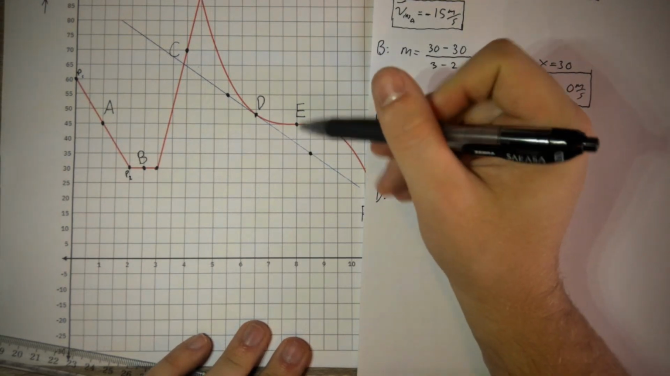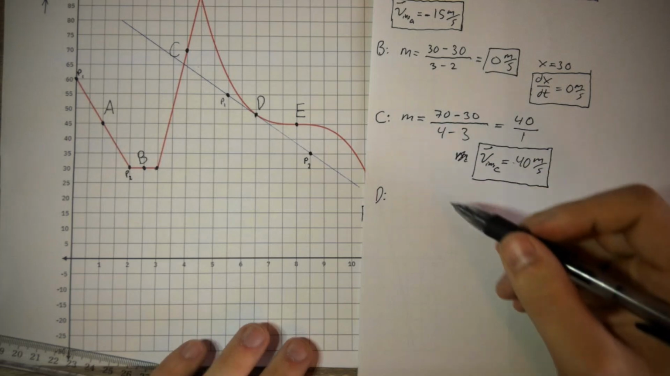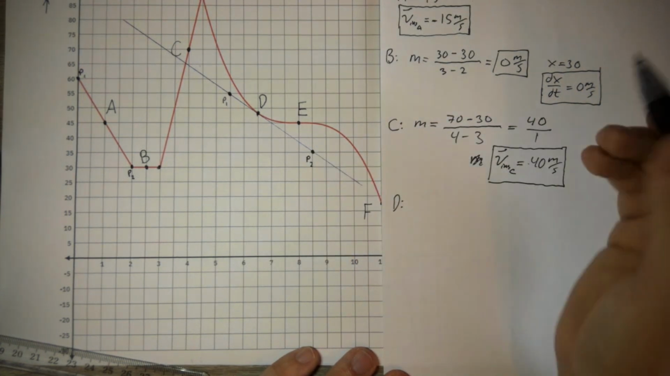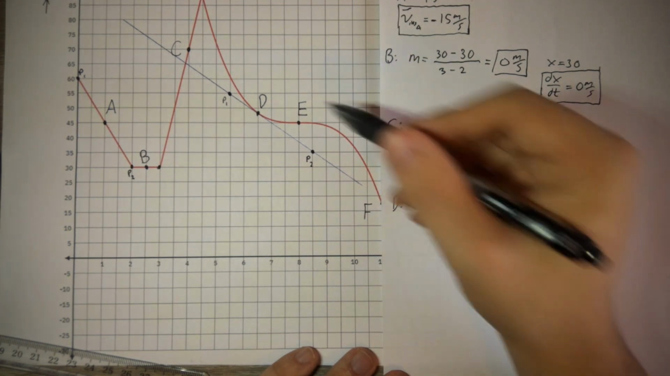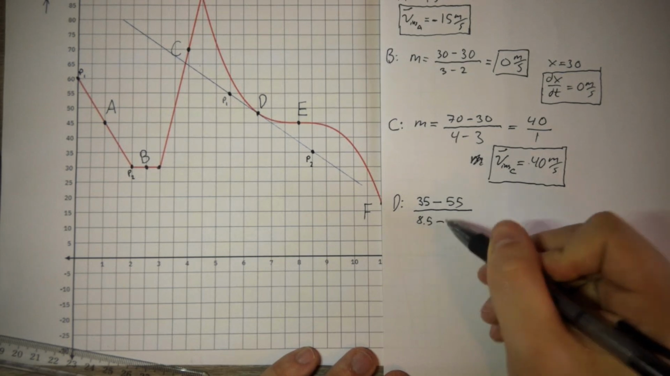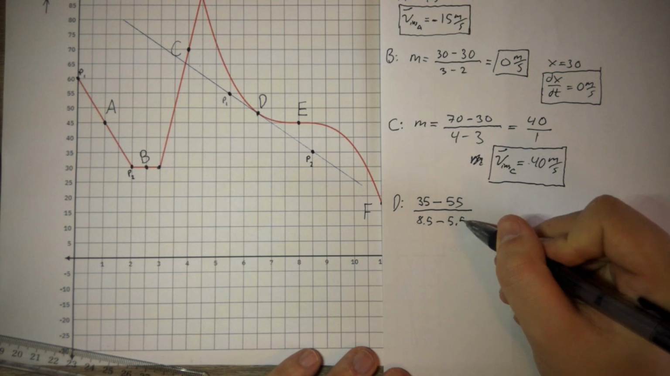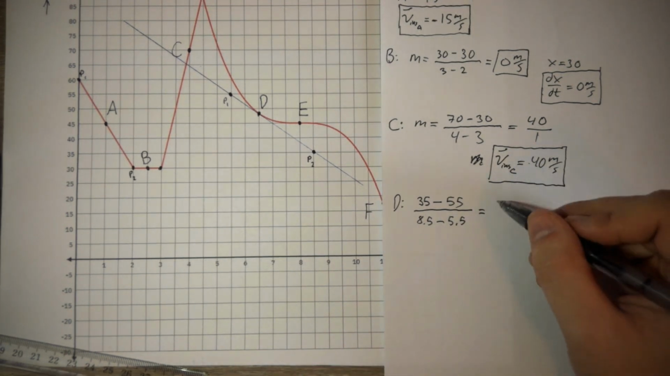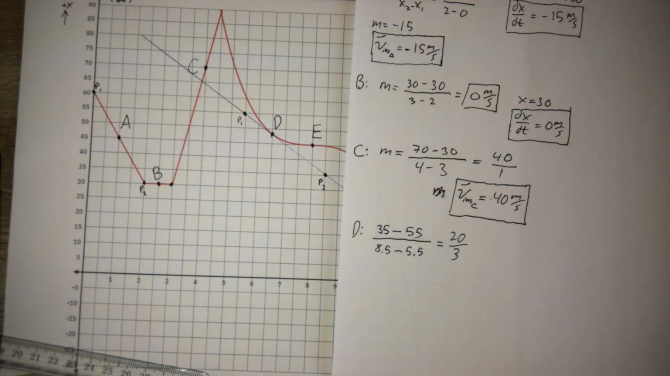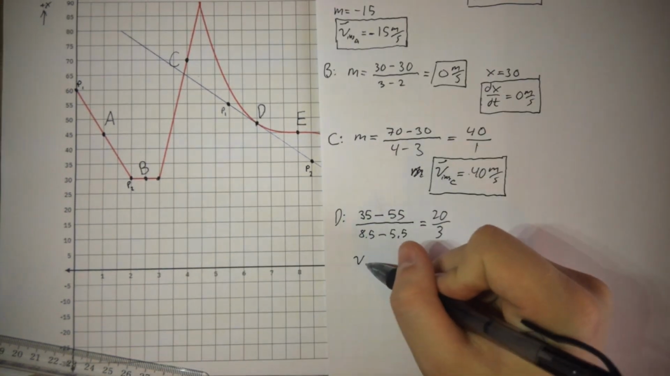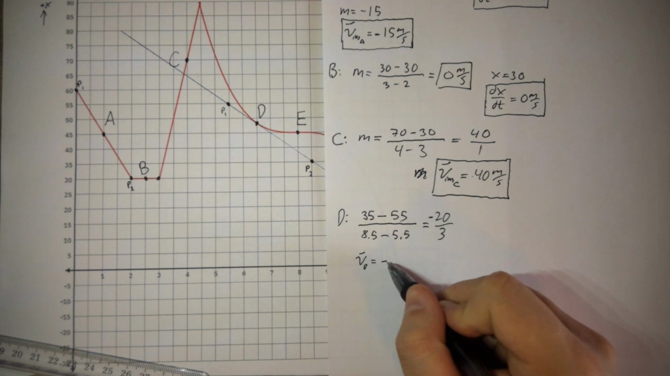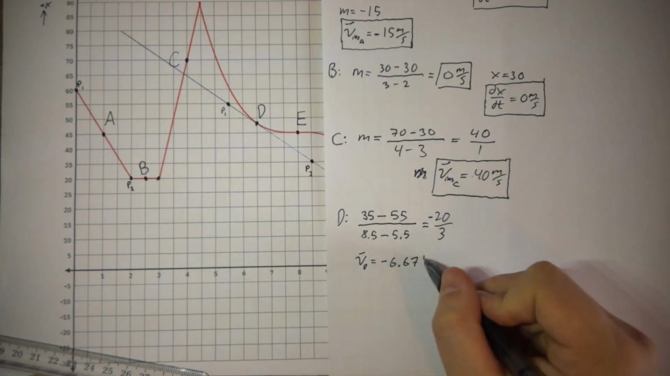But let's do it. So we have our P1 here and P2 now. So let's find the slope. P2 is at 8.5 and 35. So y is 35. P1 is at y equals 55 over 8.5 minus 5.5. And so what we get is that this is 20 divided by 3. Or, if I put that in my calculator to get a decimal, our velocity at point D, sorry, this should be negative 20 because 35 minus 55, we get about negative 6.67 meters per second.